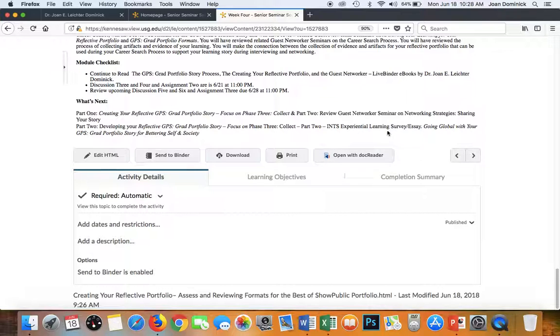And lastly, we'll be looking at going global with your GPS grad portfolio story for bettering self and society. So we'll look at including global experiences and international experiences in your portfolio as well.